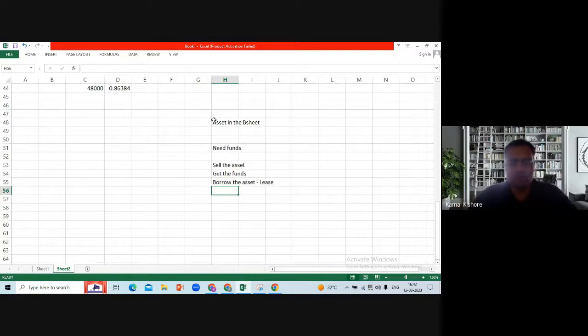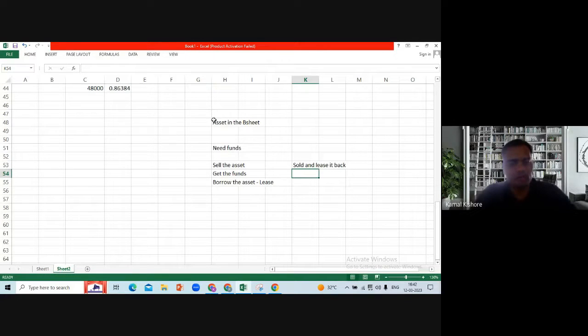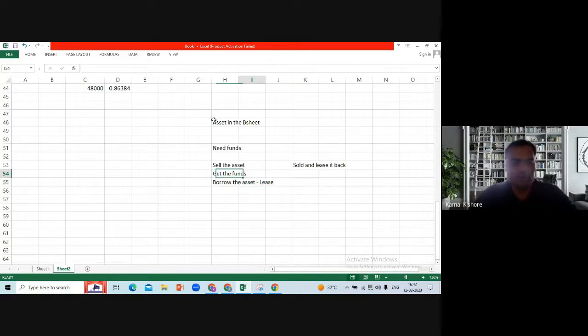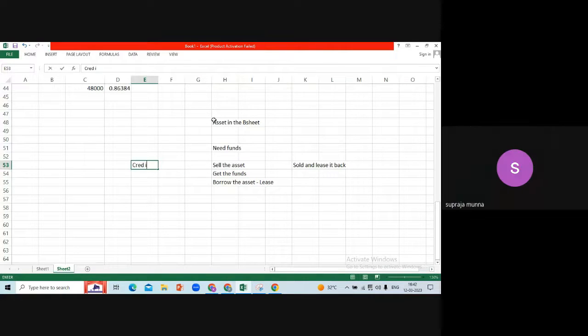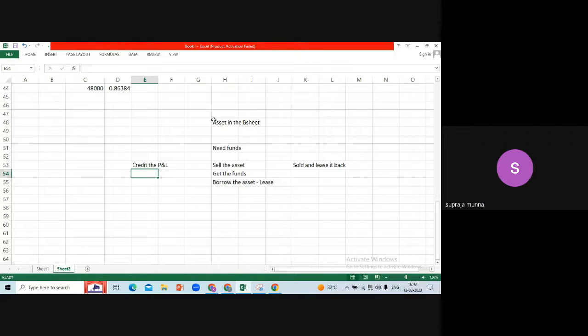So essentially, you have sold the asset and you have leased it back. Right? So what will happen when you sell the asset? You will credit the P&L if there is any gain, or if there is a loss, it goes to the P&L.